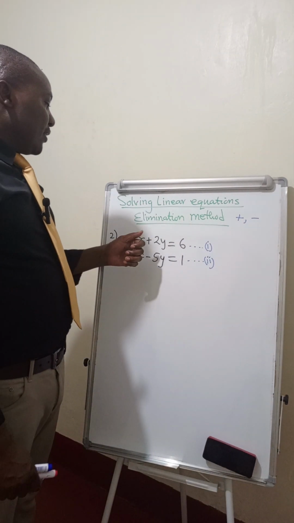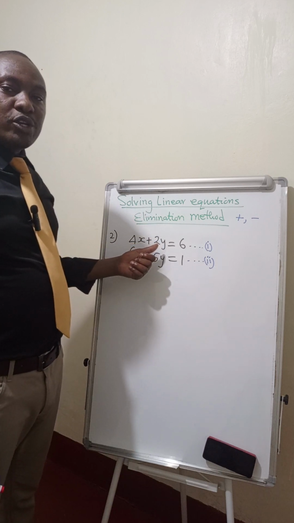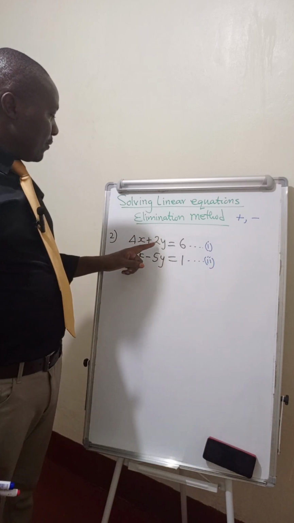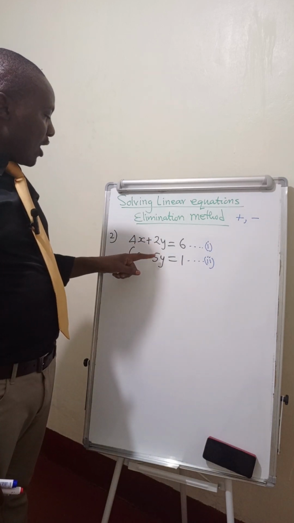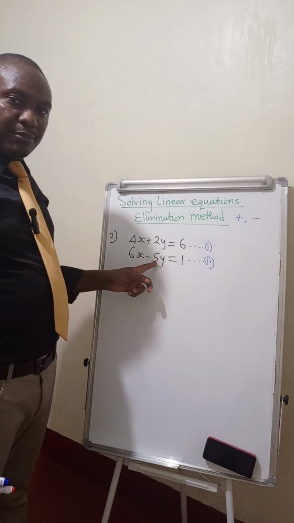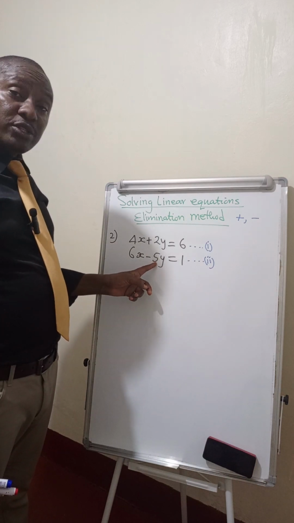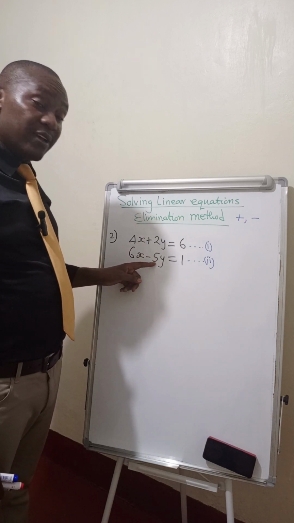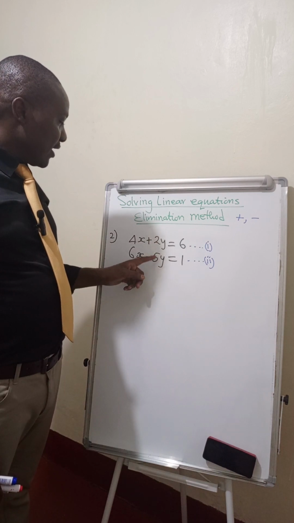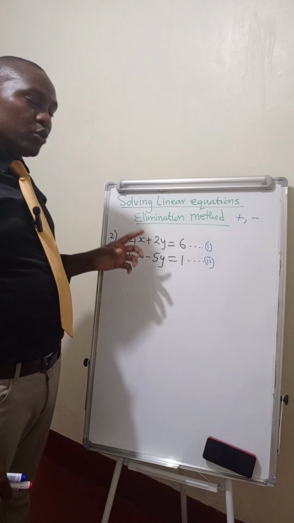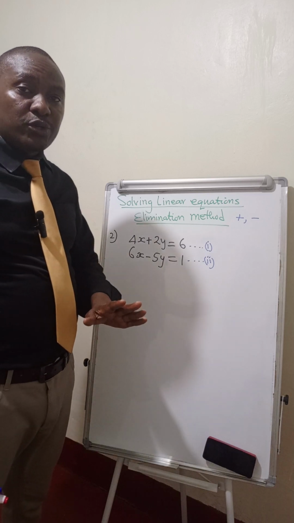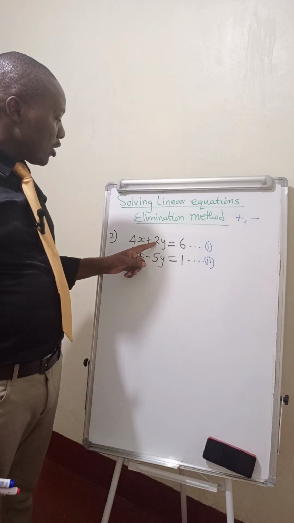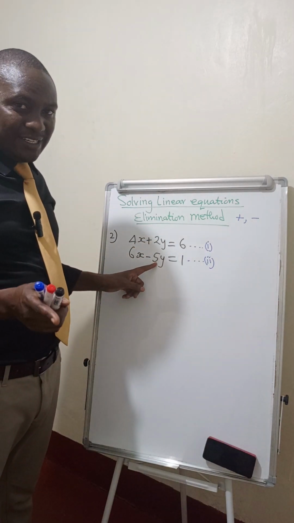Make sure that the ones that you want to eliminate are of the same figures. For example, how can we make 2 and 5 be the same figure? I don't want to say the same value, because this is a positive number and this is a negative number. But I want these figures here to be the same. So the best idea, the easiest way you can do that, is to multiply the two numbers. For example, 2 and 5, you will get 10.